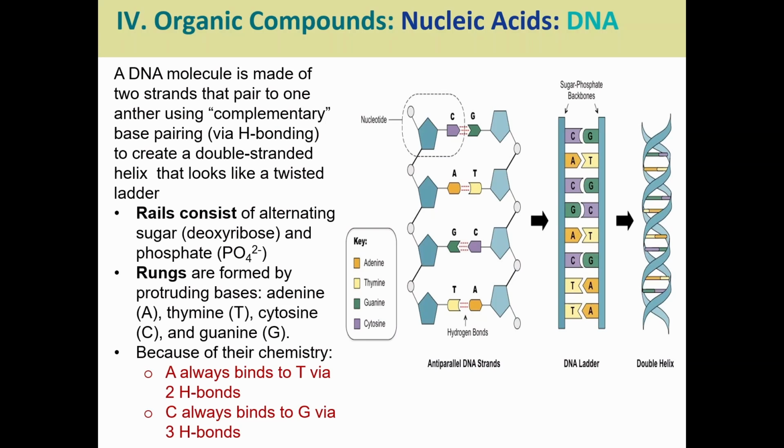Now, on here we see the backbones called the rails, which is just the sugar and the phosphate. So you might see them called rails. You may also see them called backbones. I'll call them backbones. The rungs, like the middle parts of the ladder, are going to be the bases. Again, we have our complementary base pair rules, A with T, C with G.